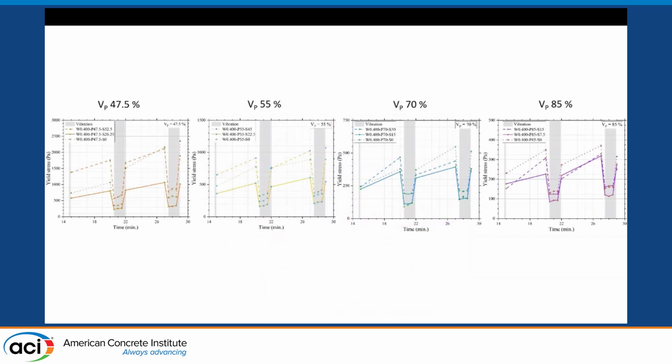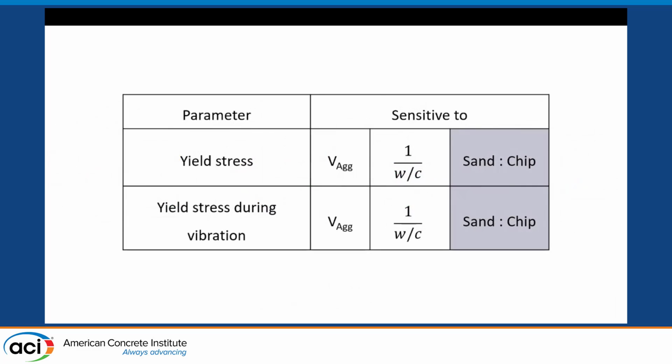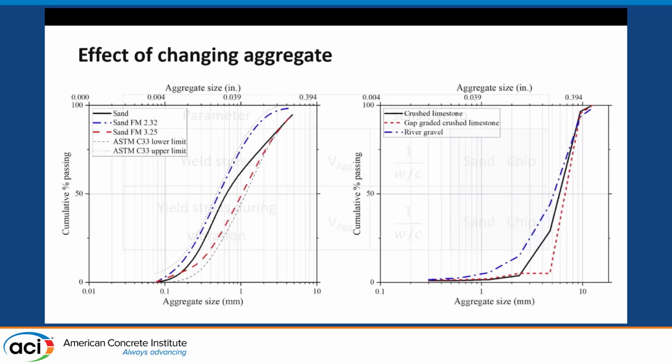Okay, similar trends, but at different volume of paste. So up to 70%, you'll see the more sand you have, the more yield stress you have. Beyond volume of paste 70%, the paste rheology dominates more than the aggregate rheology. The y-axis is not the same in all of these plots. But yield stress, when aggregate is dominating the rheology, more sand you have, greater your yield stress. So sand to chip, the proportion plays a role in what your yield stress is.